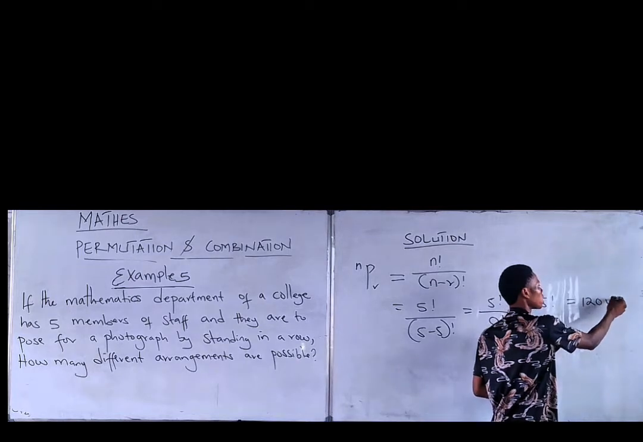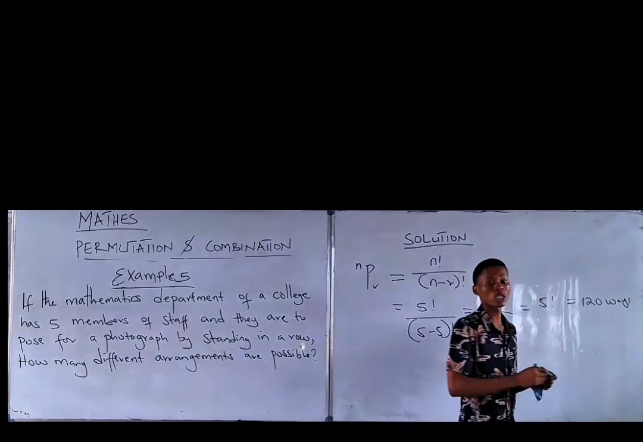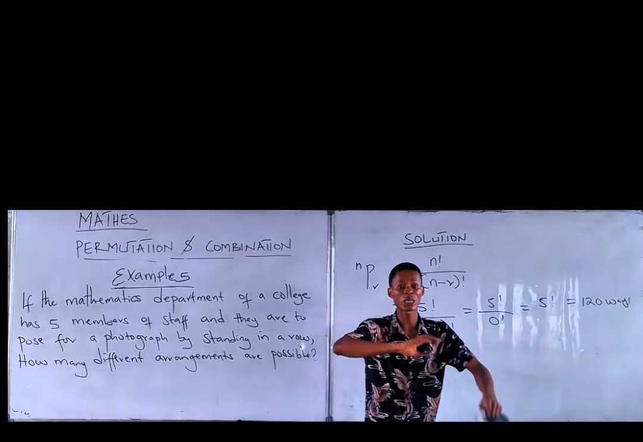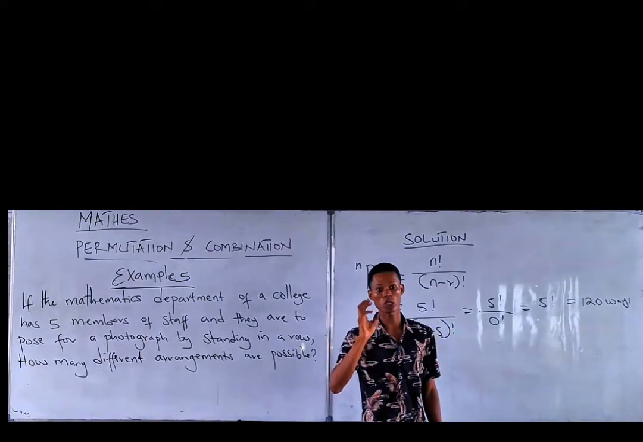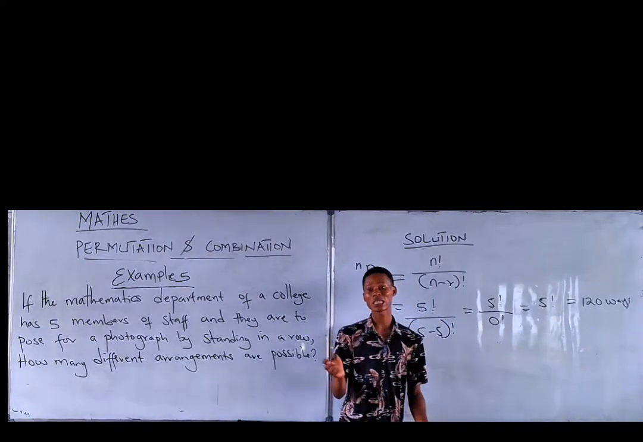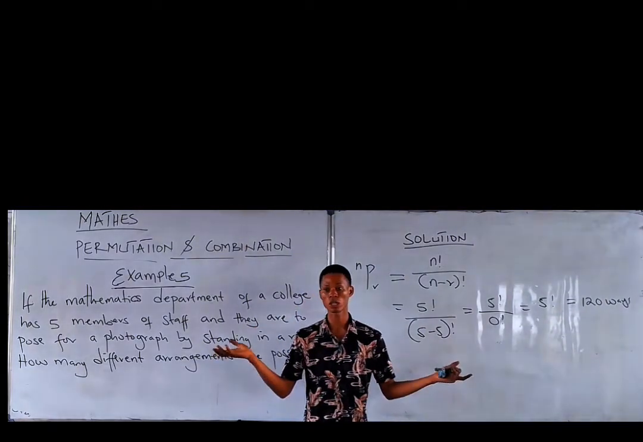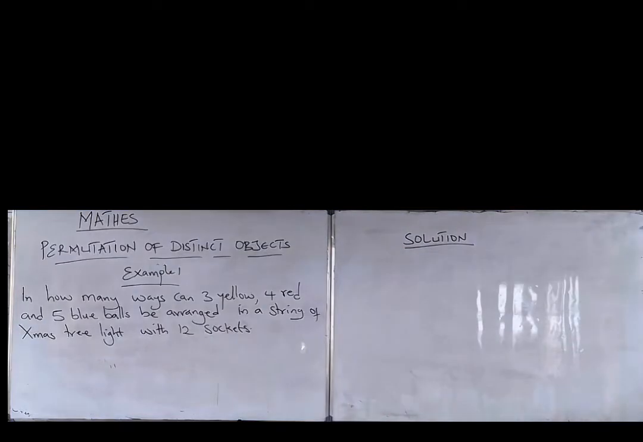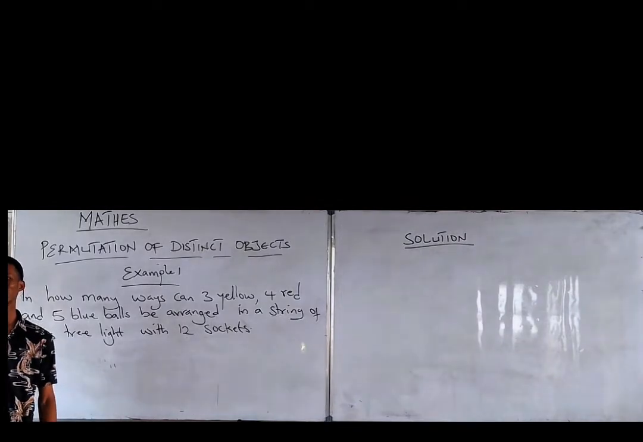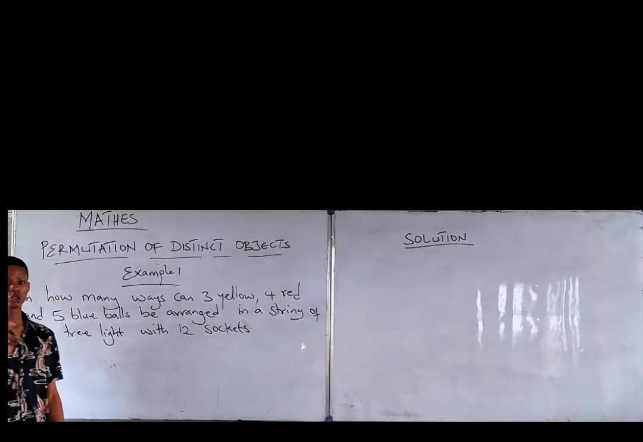120 ways. So there are 120 ways you can arrange 5 persons in a picture. So you can still see that once you know if it is combination or permutation, you can go and find your way around it. Let's look at this: permutation of distinct objects. If we are talking about distinct objects, how do we go about it?